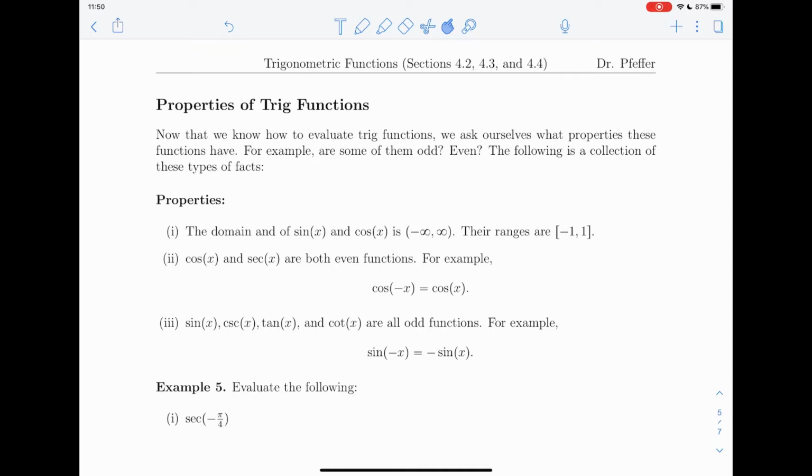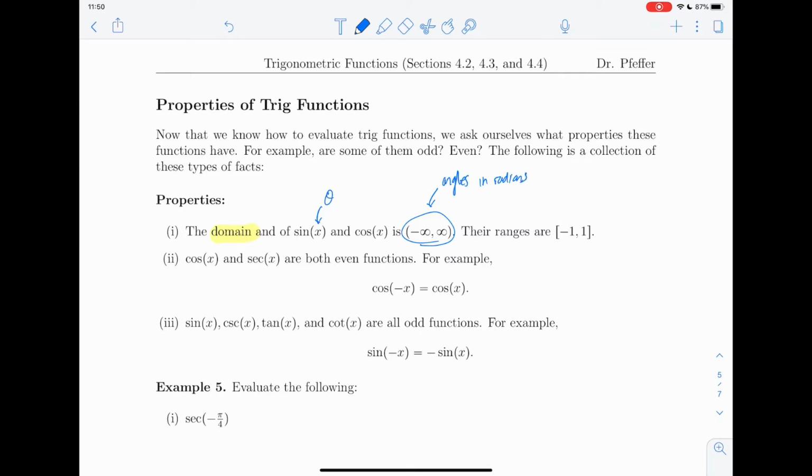To begin with, let's talk about some domain and range. The properties that we want are the following. The domain of sine and cosine is going to be negative infinity to infinity. Note that when I say this, the x here is taking the place of the thetas on the previous page. So when I say negative infinity to infinity, this means angles as they're given in radians.